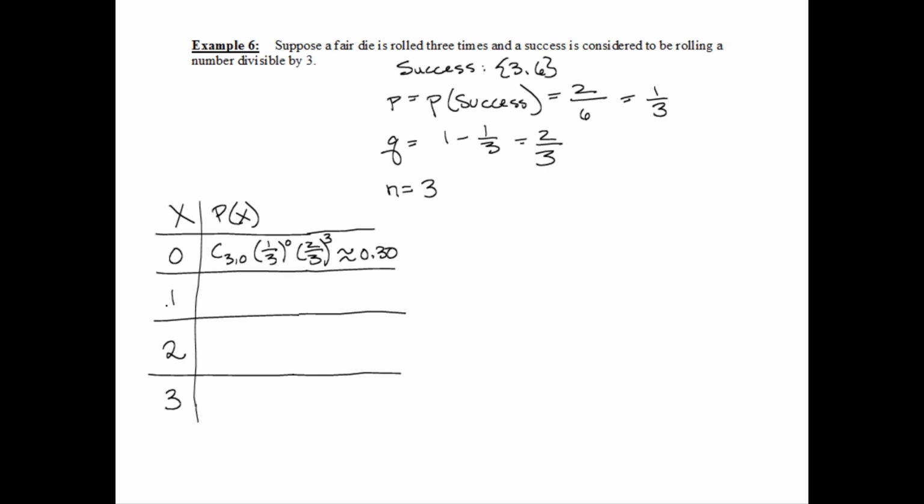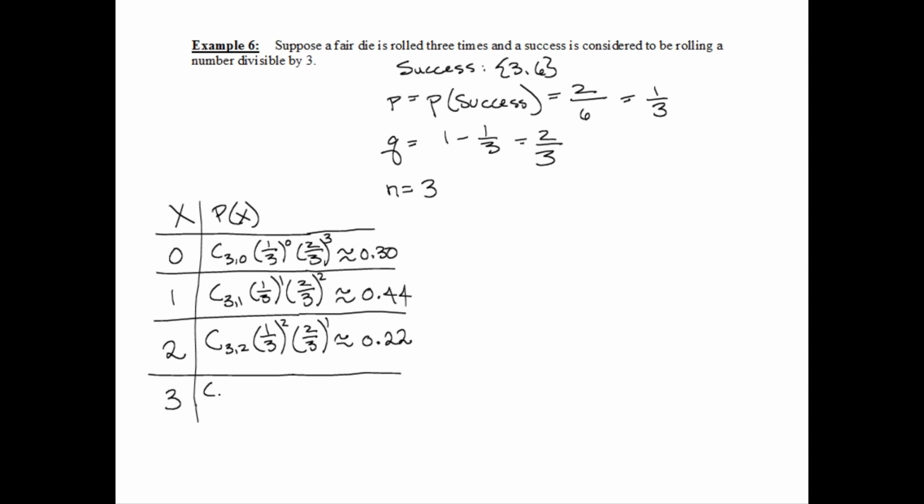Now let's suppose that we have 1 success. So here, out of the 3 trials, I'll choose 1 to be successful. Then I'll have 1/3 to the first, and then 2/3 to the second, because I'll have 2 failures. This turns out to be about 0.44. For 2 successes, combination 3, 2. 1/3 to the number of successes, so 2. 2/3 to the number of failures, so 1. This is about 0.22.